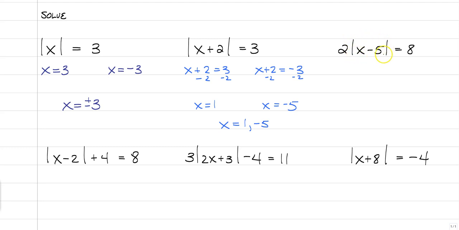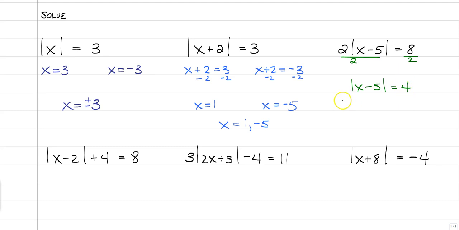Now before you split and you set something equal to 8 or a negative 8, your absolute value needs to be all by itself. Just like when you're solving for x, you have to get x by itself. The first thing you do before you get x by itself is get the absolute value by itself. So you need to first divide both sides by 2 here. And that's going to give you the absolute value of x minus 5 is equal to 4.